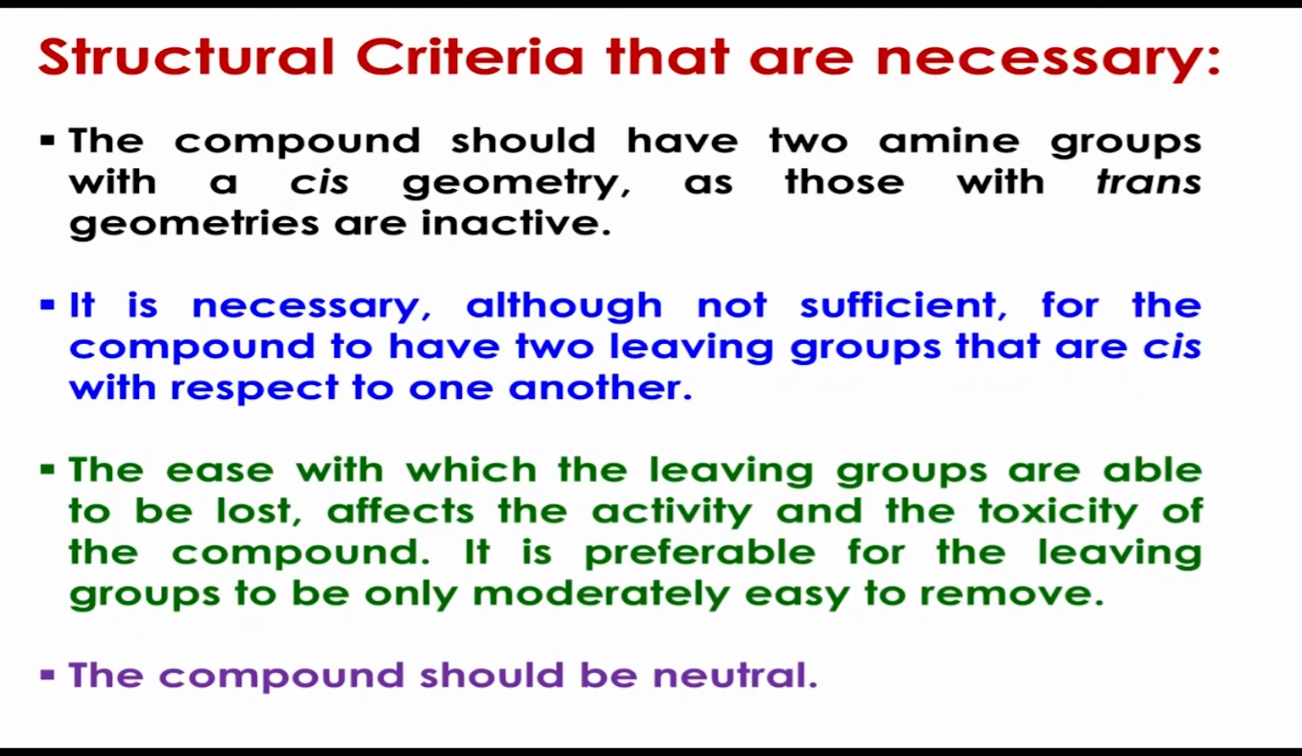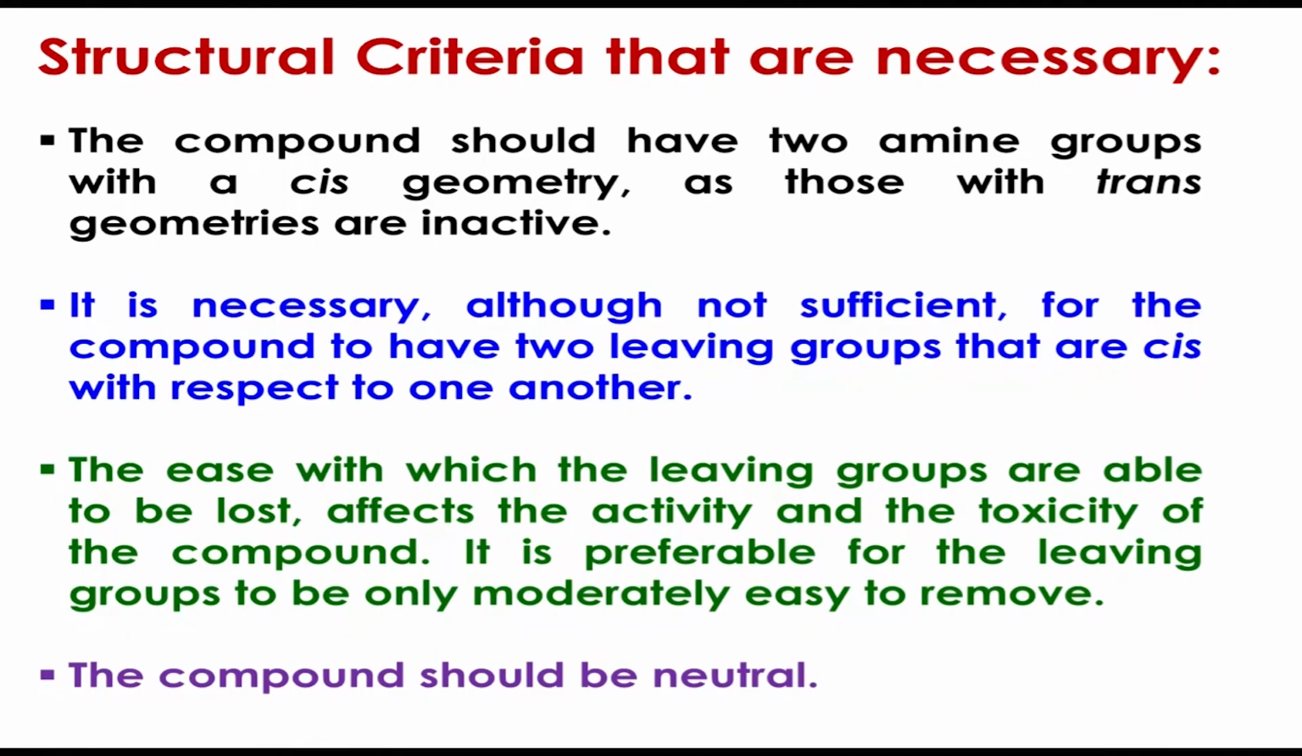Leaving groups are those groups on the molecule that are most easily lost. The ease with which the leaving groups are lost affects the activity and the toxicity of the compound. It is preferable for the leaving groups to be only moderately easy to remove, so that they are removed only inside the cell.